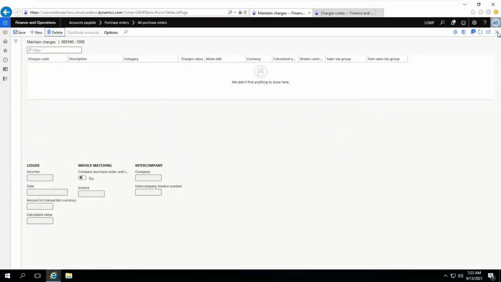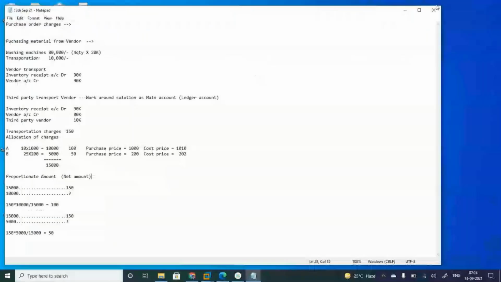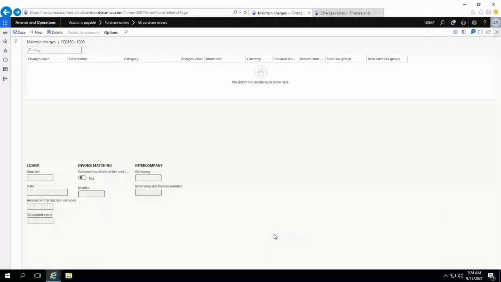Now I will enter once again the charges $150 with a different calculation. Now I will show you. Best practice is always net amount. Proportionate amount or net amount is the best practice. But in the system we have some other calculations that let me show you.